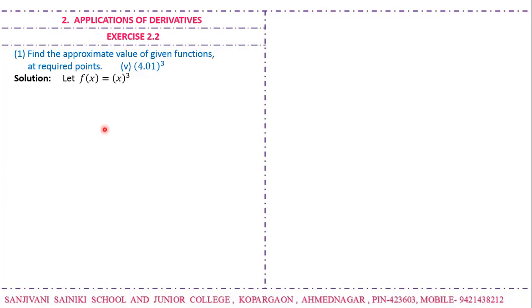Now find the approximate value of the given function at 4.01. Again, here we will choose the function f of x equal to x cubed. We will choose a as 4 and h as 0.01.